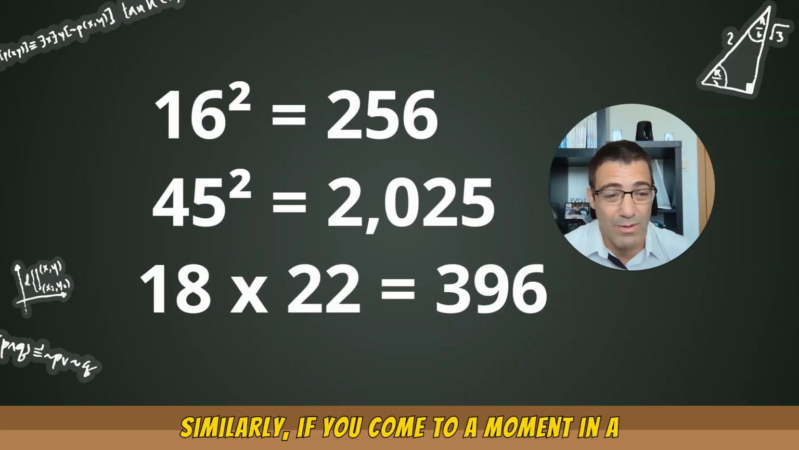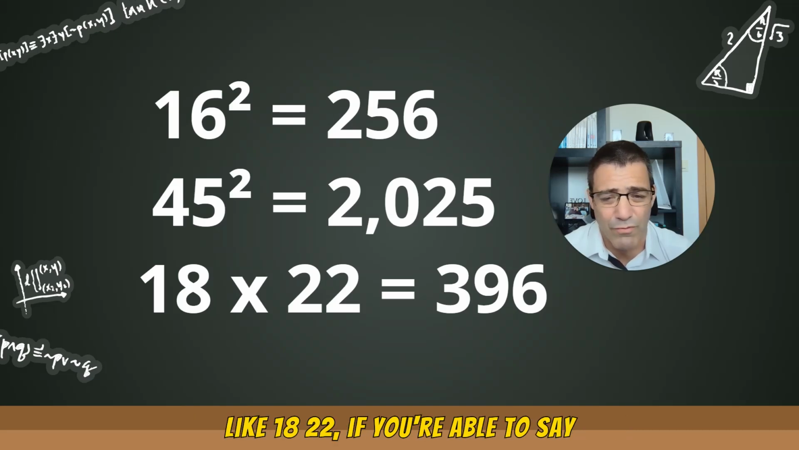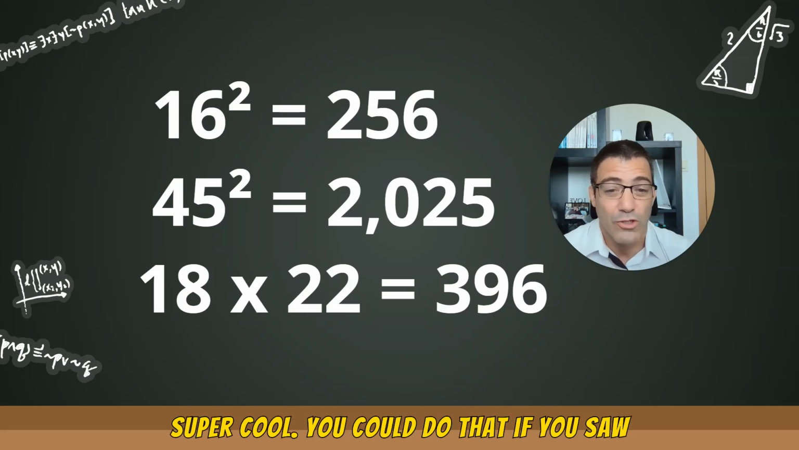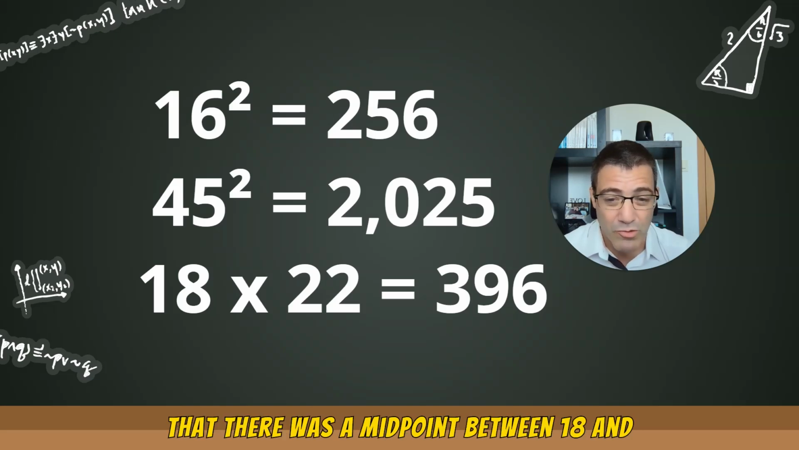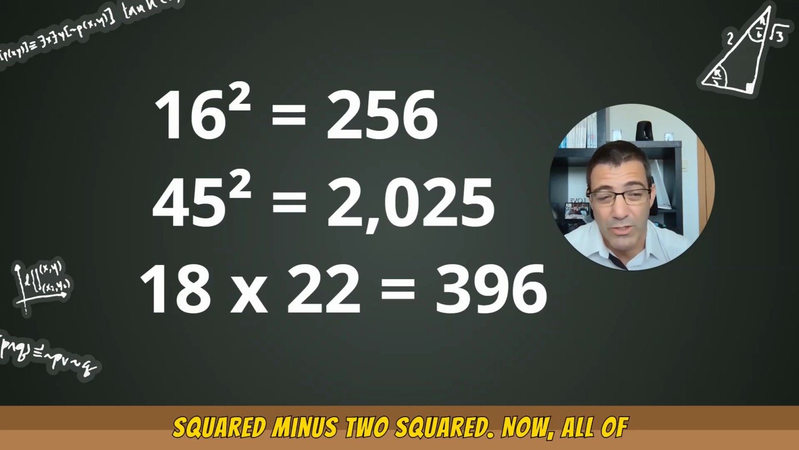Similarly, if you come to a moment in a question where you see a multiplication like 18 times 22, if you're able to say 396 in less than 3 seconds, that would be super cool. You could do that if you saw that there was a midpoint between 18 and 22, which is 20, and that you could do 20 squared minus 2 squared.